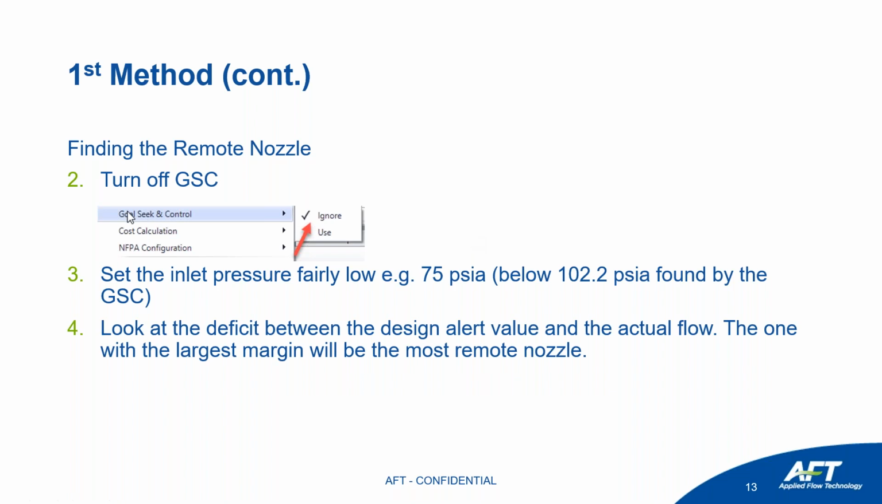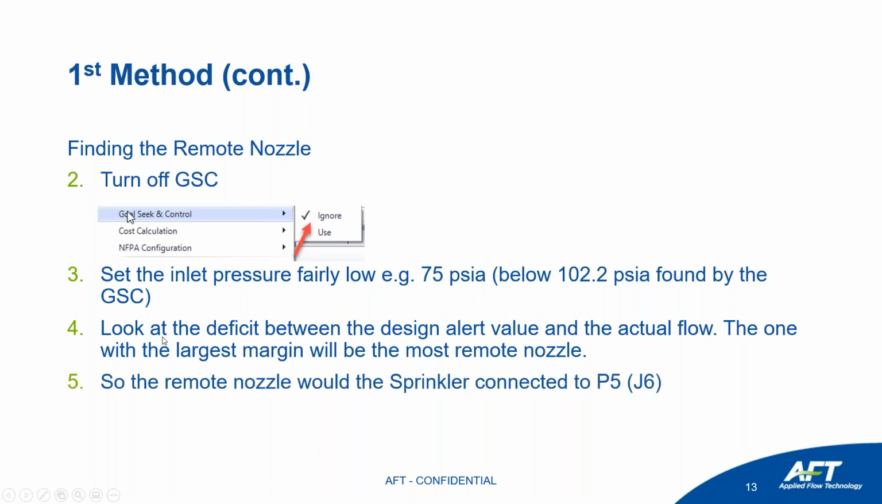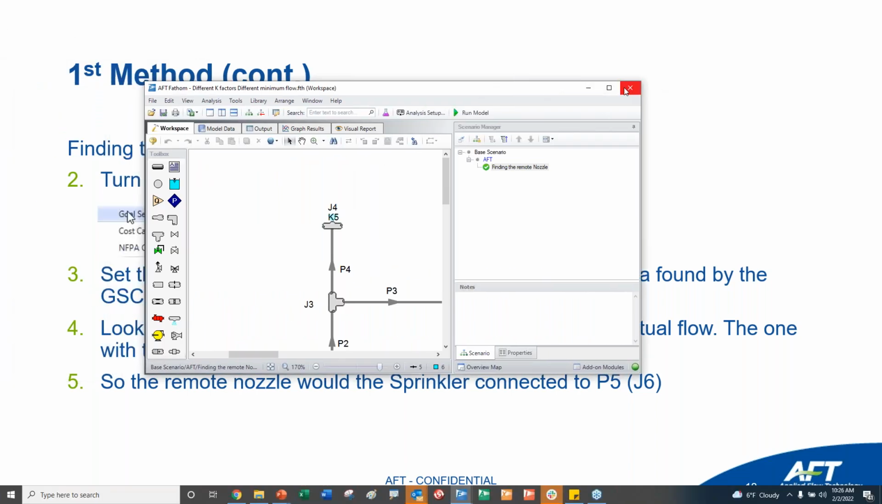So we want to see which value has the highest deficit, and that will be the remote nozzle. So once we run it, we will see which one has the highest deficit to determine the remote nozzle. So the remote nozzle in the sprinkler would be the one connected to pipe 5, G6, because it has the highest deficit. So let's do that.